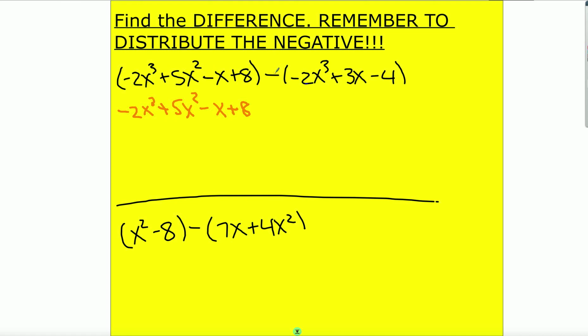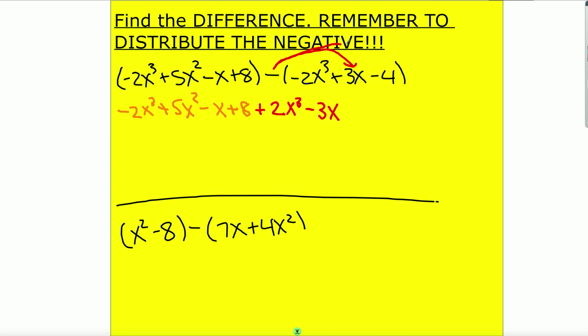So if you subtract negative 2x cubed, that is going to be plus. So remember, subtracting negative would be adding 2x cubed. So if I subtract positive 3x, that would be like minus 3x.